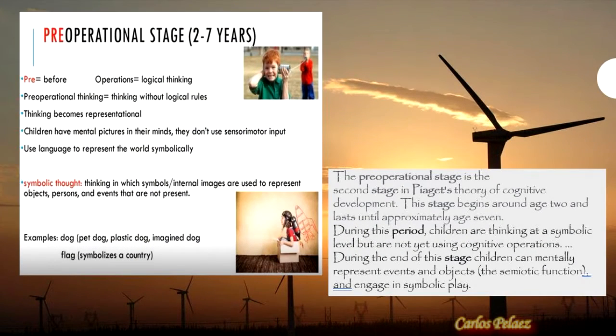Next is the pre-operational stage. The pre-operational stage is the second stage in Piaget's theory of cognitive development. This stage begins around age 2 and lasts until approximately age 7. During this period, children are thinking at a symbolic level but are not yet using cognitive operations. During the end of this stage, children can mentally represent events and objects, the semiotic function, and engage in symbolic play, pretend play. Up next, there's a video representation of the pre-operational stage.